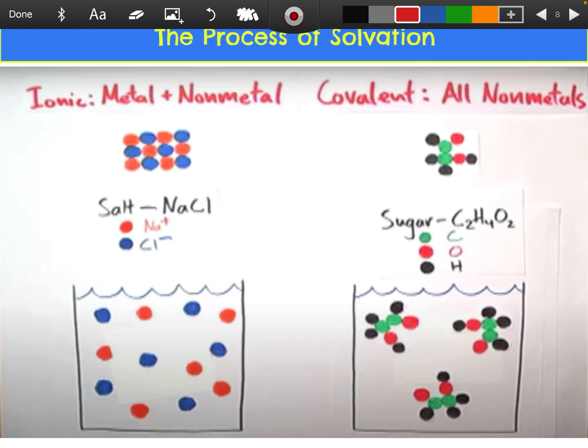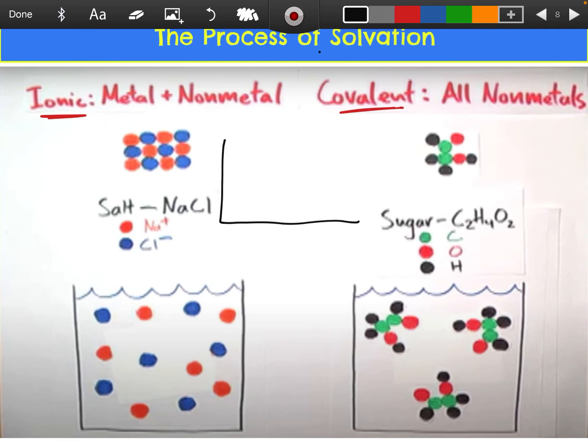All right, so the process of solvation. Solvation is when a substance dissolves into another substance. This also is probably a review from trimester 1. The properties of how a substance will dissolve into a solution depend on whether it's ionic or covalent. Ionic substances are made up of a metal and a nonmetal.